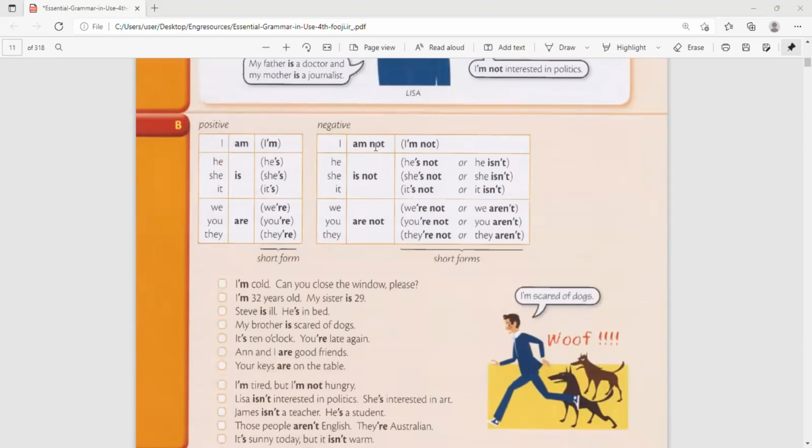Negative, you have to put not. I am not, he is not, it is not, we are not, you are not, they are not, and so on and so forth. Of course, you need to know how to write the short form also. If it is he is, negative will be he is not. So short form, you can say he's not or he isn't. She's not or she isn't. It's not or it isn't. We are not or we aren't. You are not or you aren't. They are not or they aren't. So you need to know the short forms also.